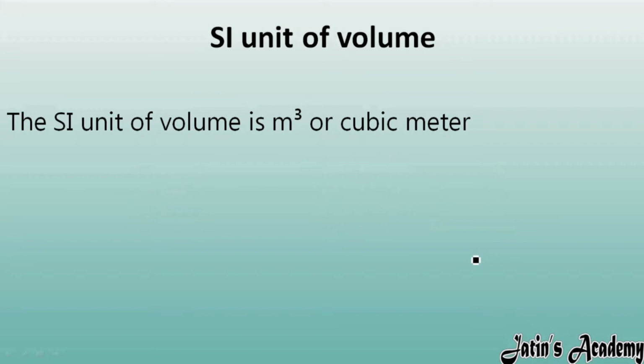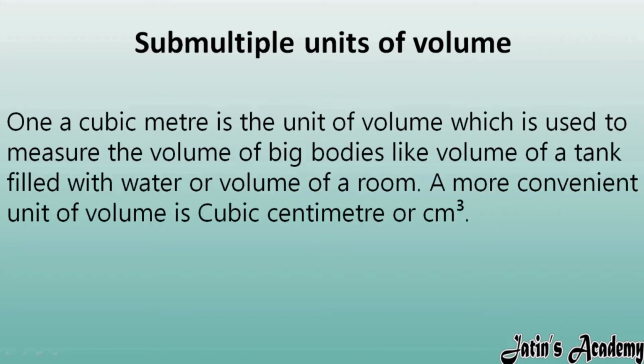So the SI unit of volume is meter cube and the CGS unit of volume is centimeter cube. Next, we are having submultiple units of volume. So now we are going to study about the submultiples, as well as the multiples of volume. What do you mean by submultiples and multiples? Submultiple units are those units which are used for smaller measurement. If I am having a very small volume, which unit am I going to use here?